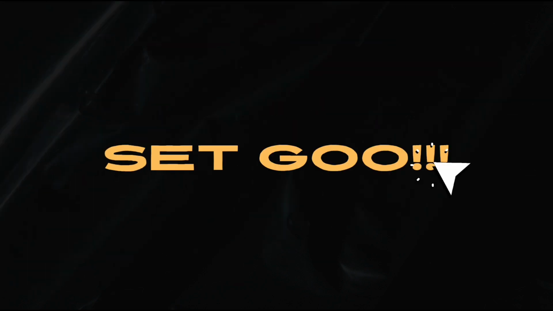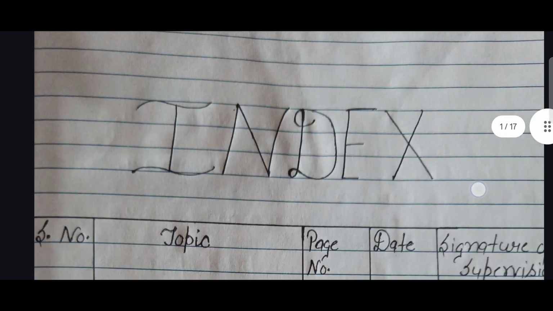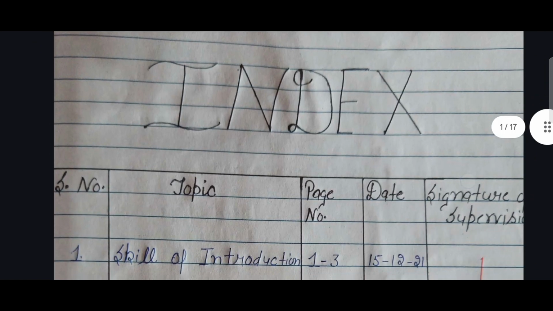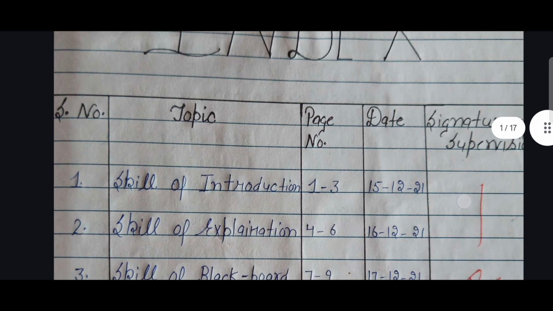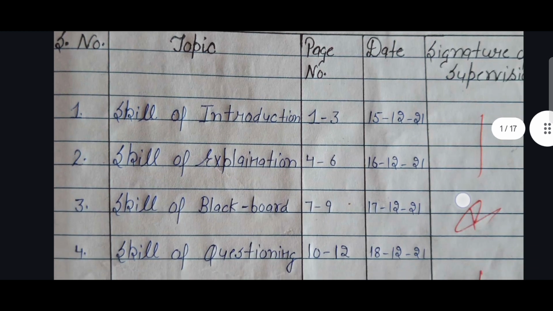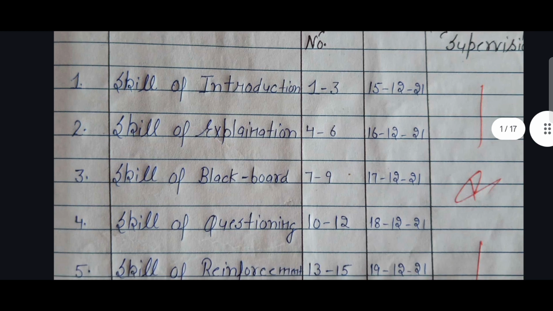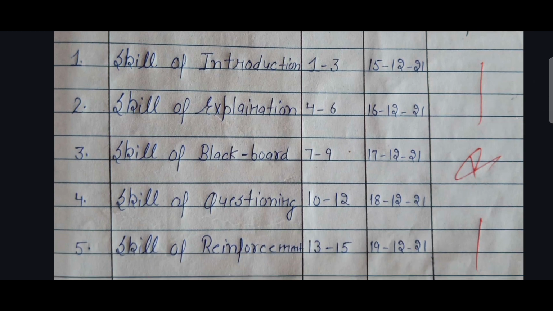In this video, we will discuss micro lesson plans for the science subject, and this is the index part of the micro lesson plan. We will discuss five micro lesson plans. First is the skill of introduction, second is the skill of explanation, third is the skill of blackboard, fourth is the skill of questioning, and fifth is the skill of reinforcement.